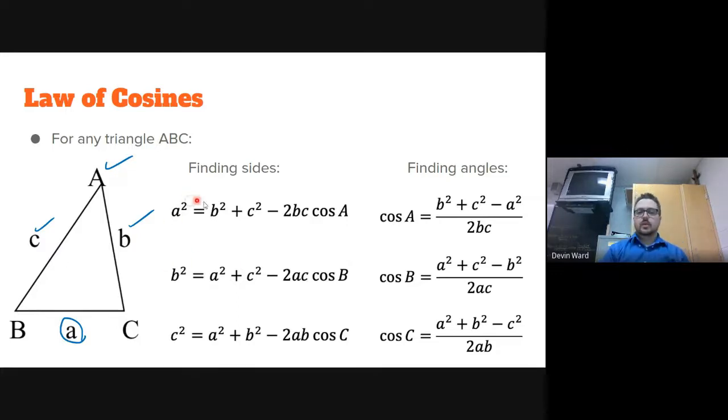Okay, so a squared equals b squared plus c squared minus 2bc cosine of A. Or b squared equals a squared plus c squared minus 2ac cosine of B. So we switch a with b, and we switch b with a. Okay. For c squared, there also may be an error on your sheet.